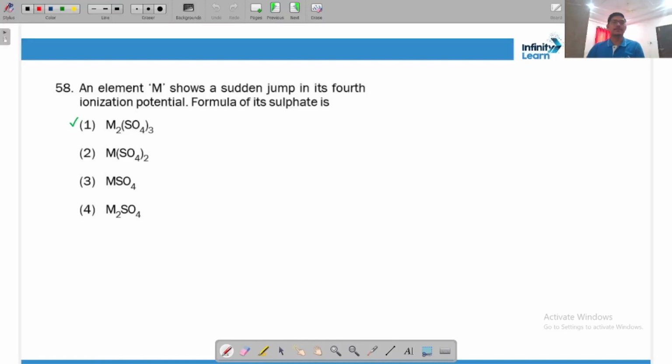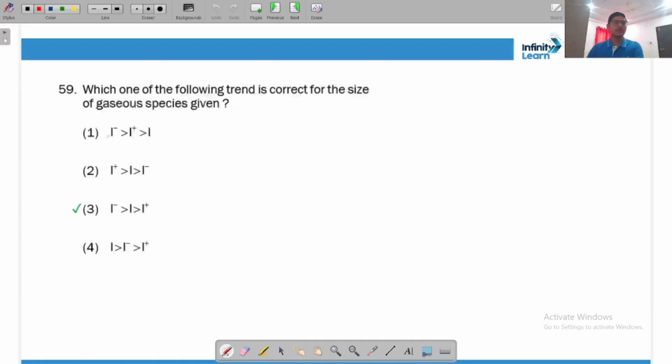An element M shows a sudden jump in its fourth ionization potential. This means that the removal of the fourth electron is very difficult. So obviously the fourth electron cannot be a valence electron because a valence electron can be removed relatively more easily as compared to the core electrons. So the element has 3 valence electrons, all right, and sulfate. Guys, the charge on sulfate is 2. So you cross multiply. So you will see that its formula will be M2(SO4)3.